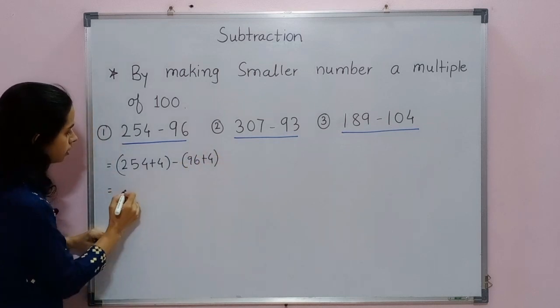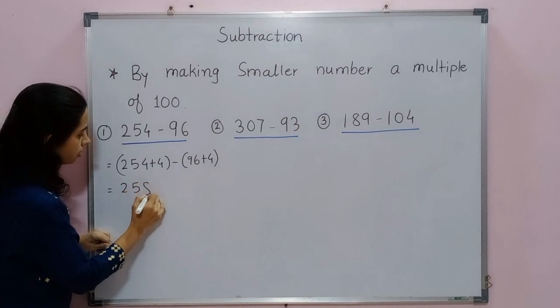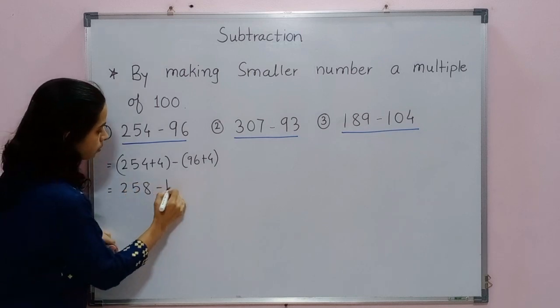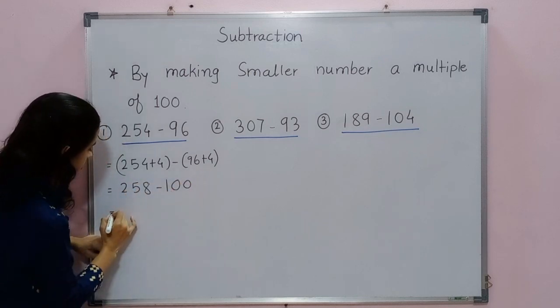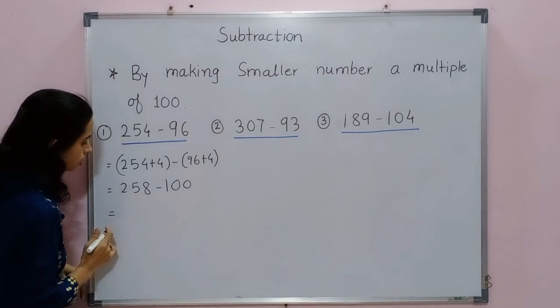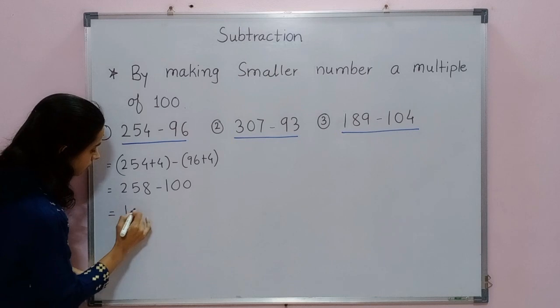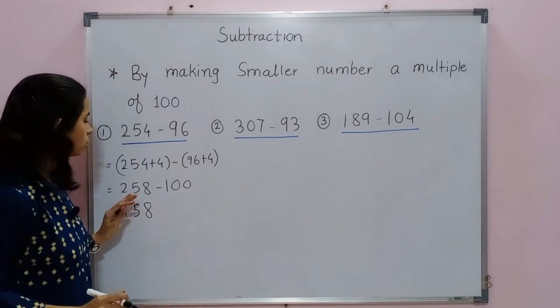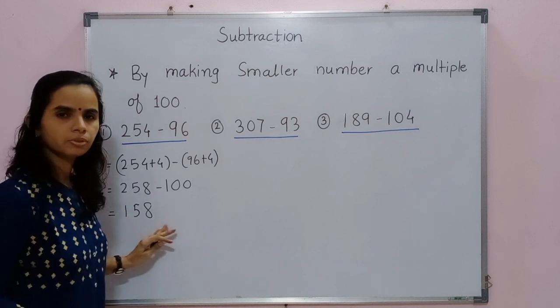So we will get here 258 and here 100. Then we will subtract this 100 from 258. We will get 158. So our answer will be 158.